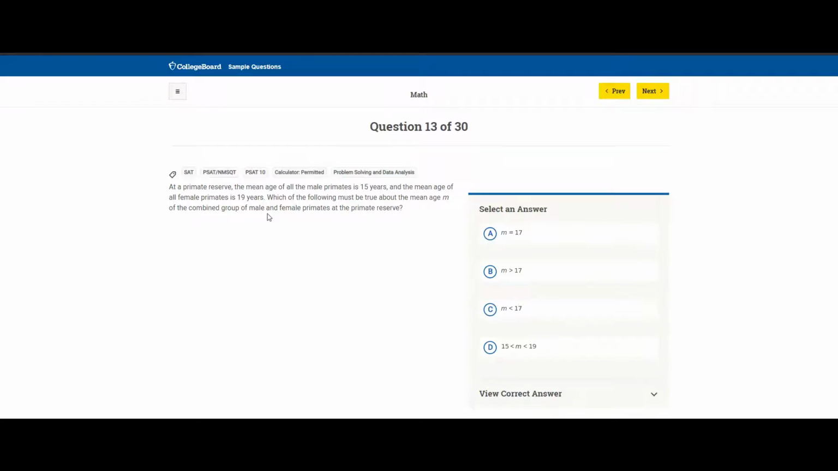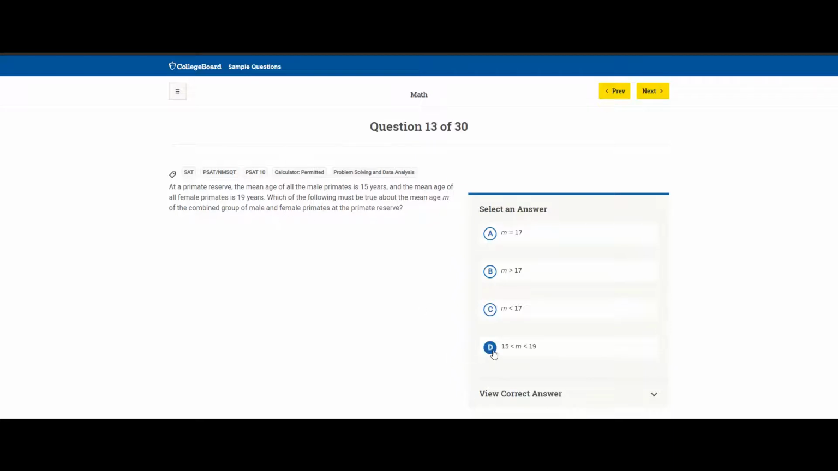All inequalities. There's a lot of statistics, inequalities, all that kind of fun stuff for this kind of quiz. Okay. At a primate reserve, the mean age of all the male primates is 15 years, and the mean age of all female primates is 19 years. Which of the following must be true about the mean age, M, of the combined group of male and female primates at the primate reserve?